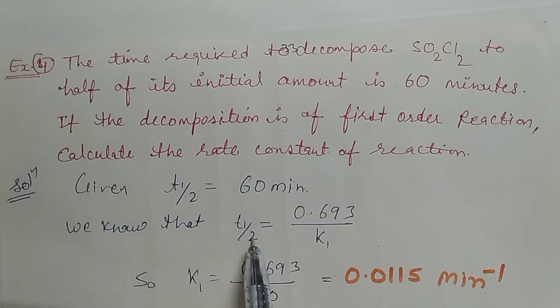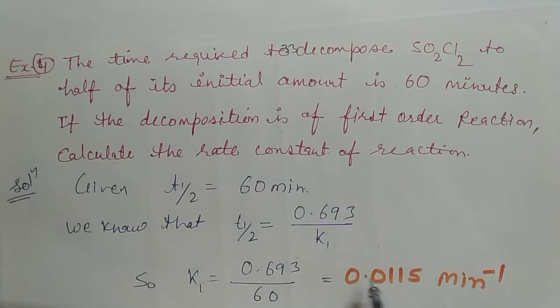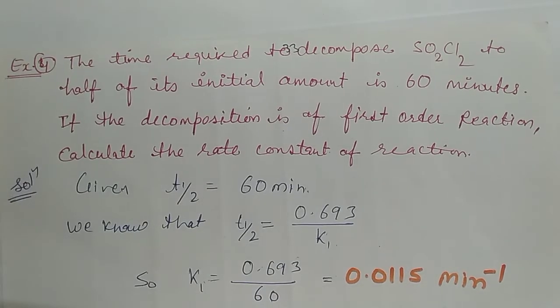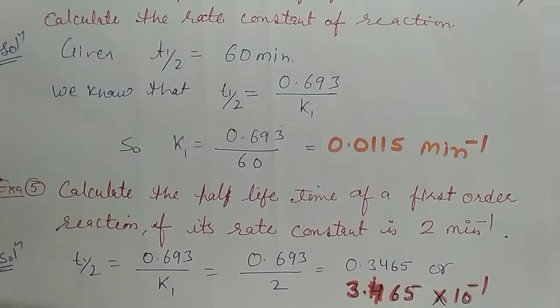As we know, T half is equal to 0.693 upon K1. We have to calculate K1. So K1 will be equal to 0.693 upon 60. It will be 0.0115 minute inverse. Okay.